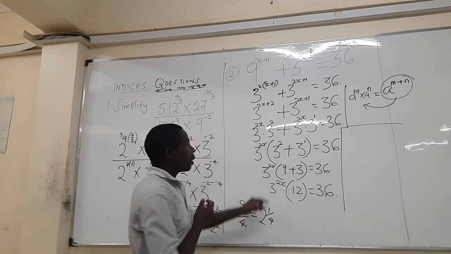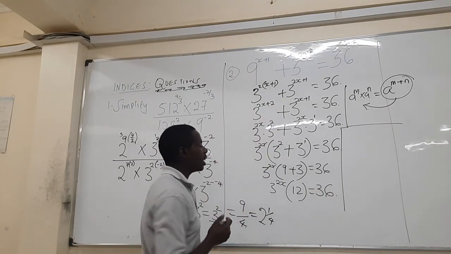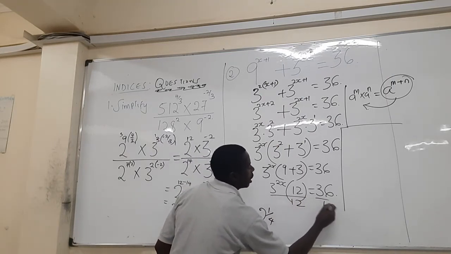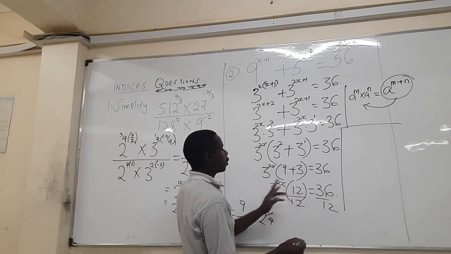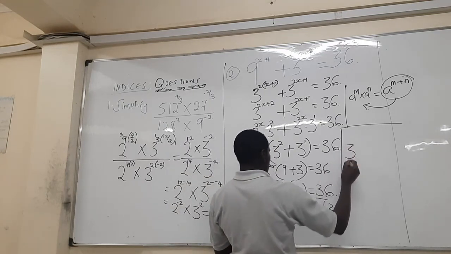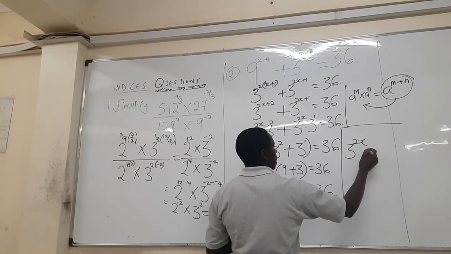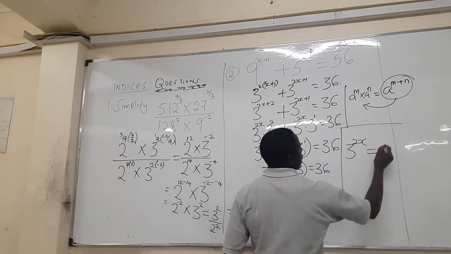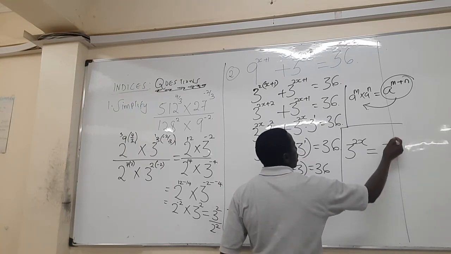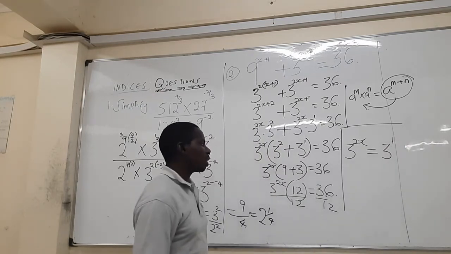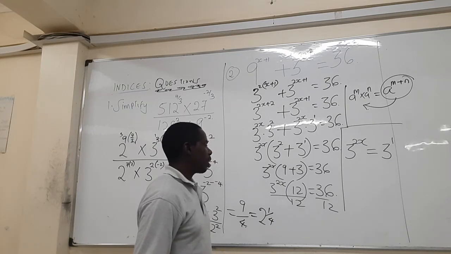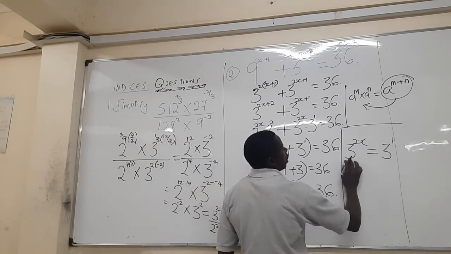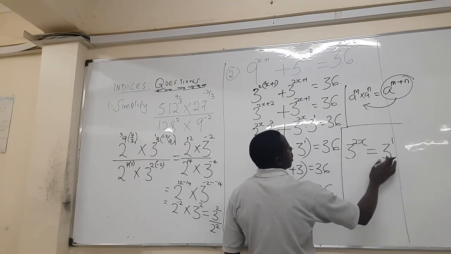Now in this case, we have removed our addition sign here. Now we have multiplication, so we can divide by 12 on both sides. 12 divided by 12 is 1. So we have 3 power 2x is equal to 36 divided by 12, which is 3. Of course, 3 is just 3 power 1 there. And if you want to write it into index form, our bases are the same: 3 power 2x, and this is 3 power 1.